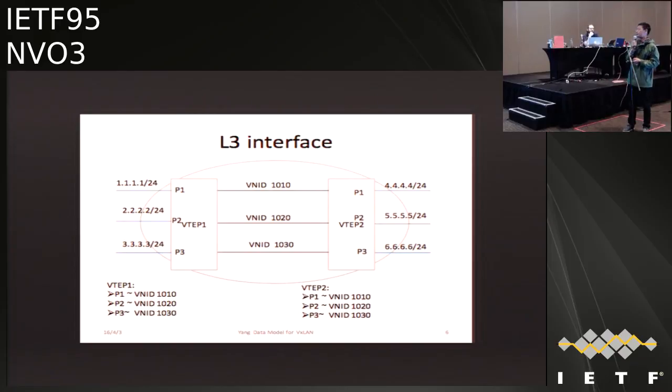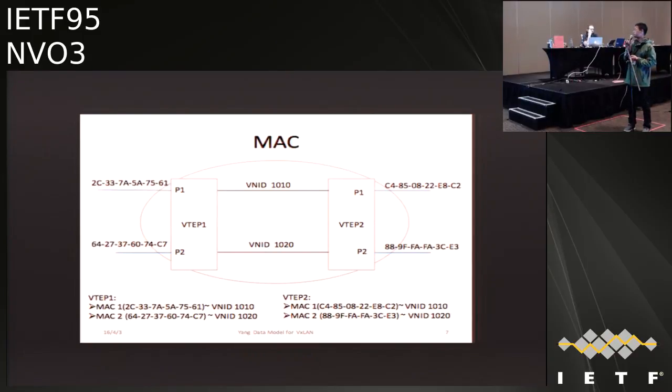Next is L3 interface. This is simple because we use the L3 interface. So here for port 1, for interface 1, we have address 1.1.1.1/24. So here we just map interface 1 to VNID 1010, and for VTEP 2, we also have interface 1 mapped to VNID 1010. So next is the MAC type. This is also a very simple type. So for the MAC 2C-33-7A-58-75-61, it will map to VNID 1010.